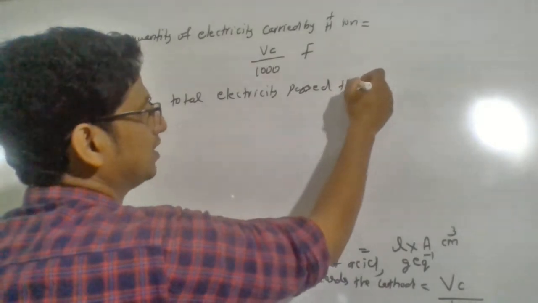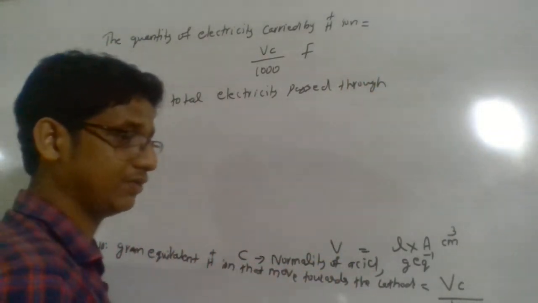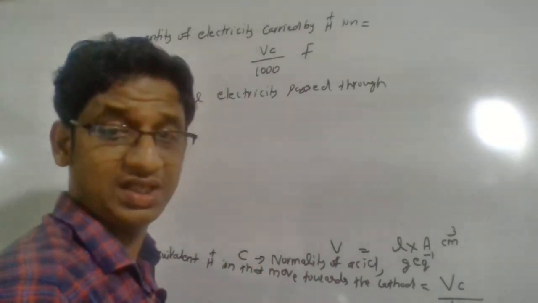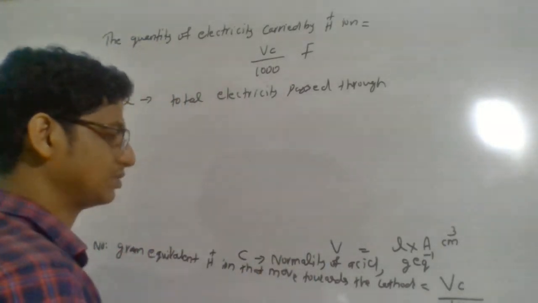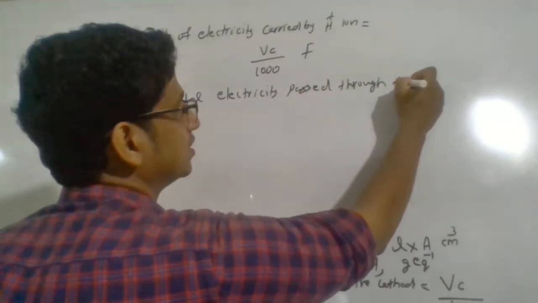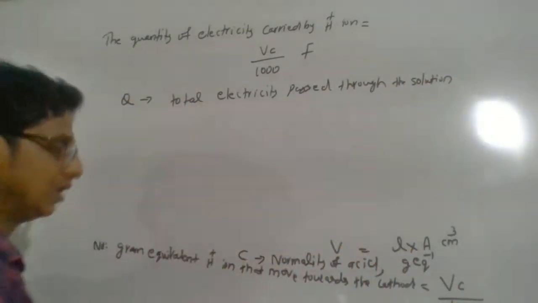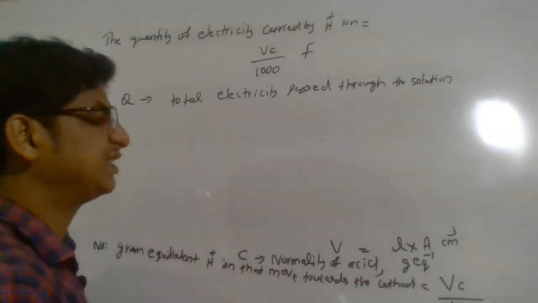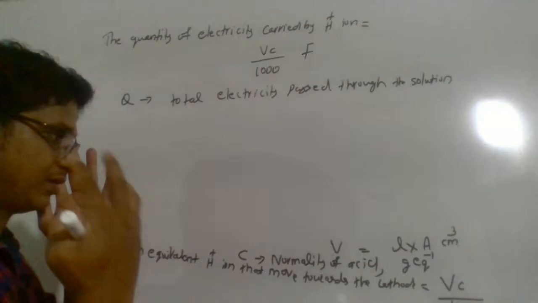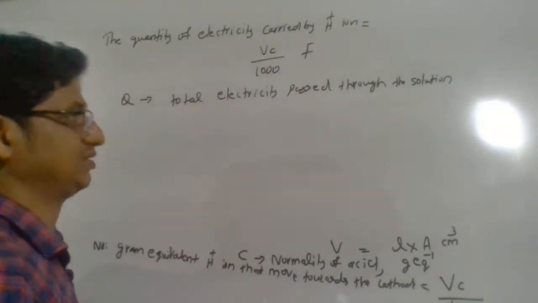That we can easily determine using a coulometer, because the amount of substance deposited in the coulometer will always be proportional to the amount of electricity passing through it. So let the total quantity of electricity passed through the solution be Q. Then you can easily determine the transport number of H plus ion.